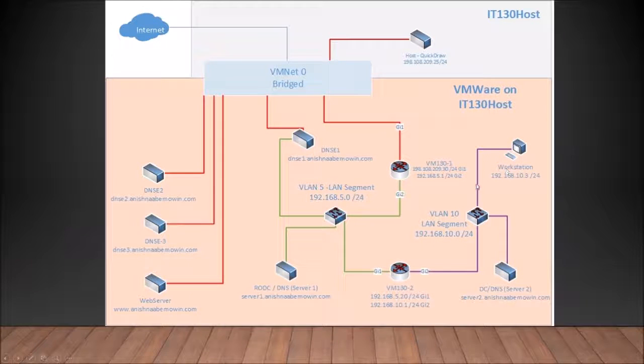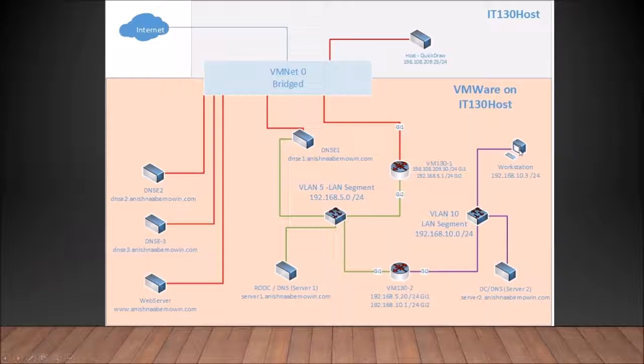Now, on this next slide, we're looking at the servers with fully qualified domain names. And this is where DNS comes in. So, say I'm on this workstation here, and I wanted to access server 2. I can type in server2.anishnaabemowin.com, and it's not going to know the IP address right away. It's going to have to check with a DNS server, kind of like how we showed with yahoo.com.